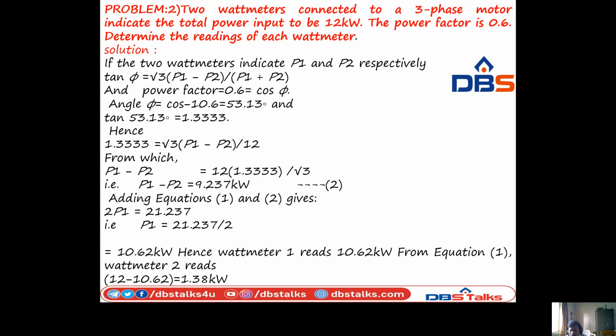Therefore, P1 is equal to 21.237 divided by 2, so P1 is equal to 10.62 kilowatts. Using this P1 value, substitute in equation 2 or equation 1, whichever, and we get P2 equal to 1.38 kilowatt. That means wattmeter 1 reads 10.62 kilowatt. Wattmeter 2 reads 1.38 kilowatt.